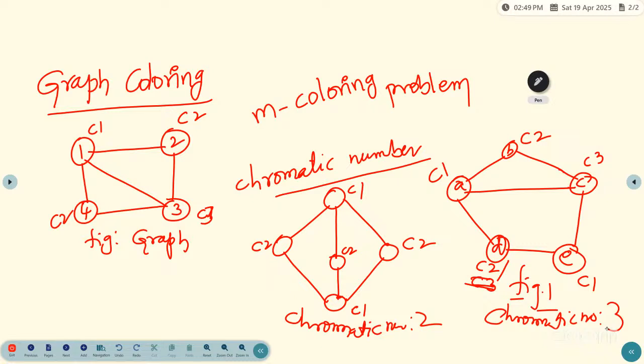NP complete, NP hard relations followed by Cook's theorem.